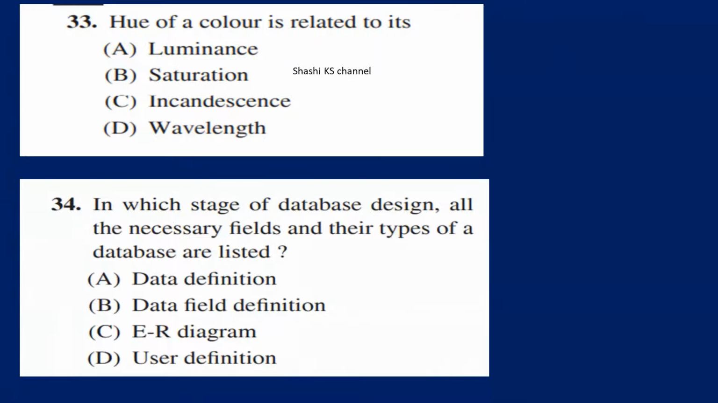The next one is, in which stage of database design are all the necessary fields and their types of a database listed. The right answer to this would be option A, data definition stage. In the ER diagram stage, the relationship of the entity sets would be determined.